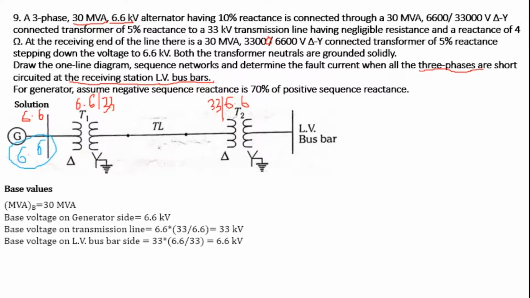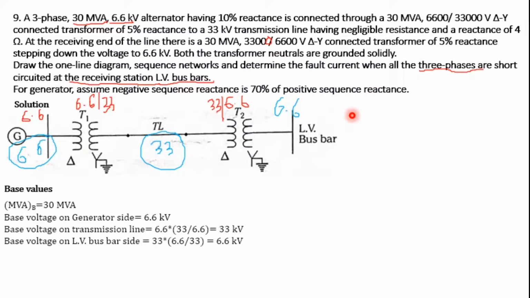Similarly, on the transmission line side, the base voltage on the HV side is equal to the LV side value times the high voltage rating of the transformer divided by its low voltage rating, so we get 33 kV on the transmission line side. Similarly, on the motor side, that is the bus bar side, the new value is 33 times the low voltage rating divided by the high voltage rating of the transformer, which is 6.6 kV. So the old value is 6.6 and the new value is also 6.6.